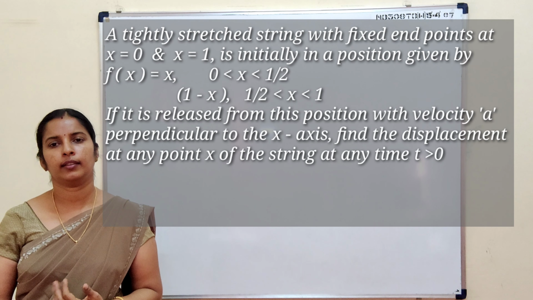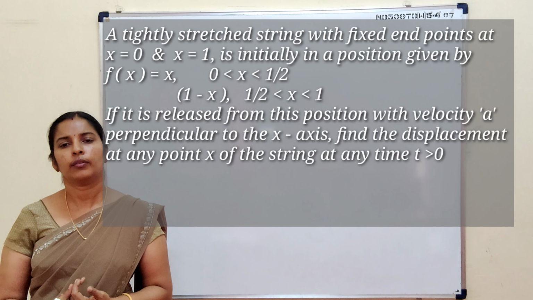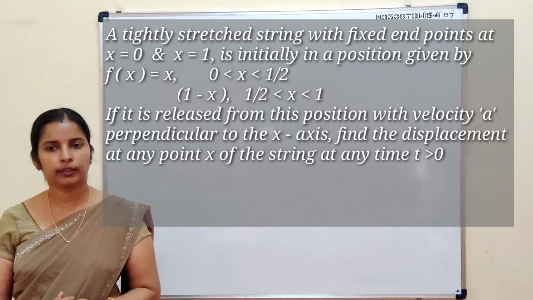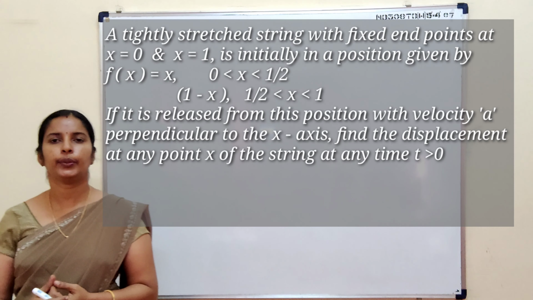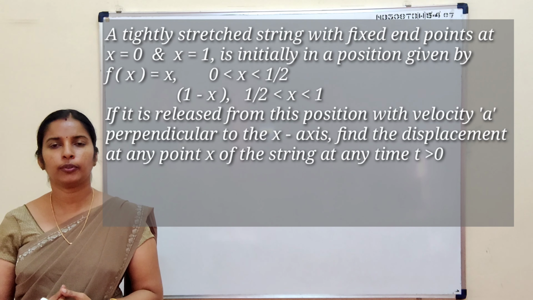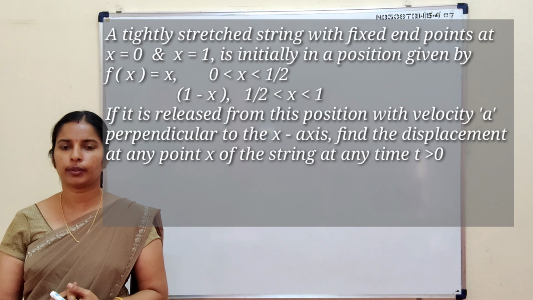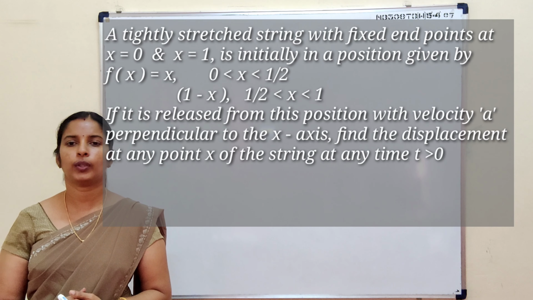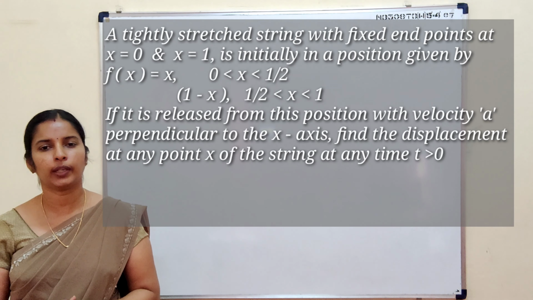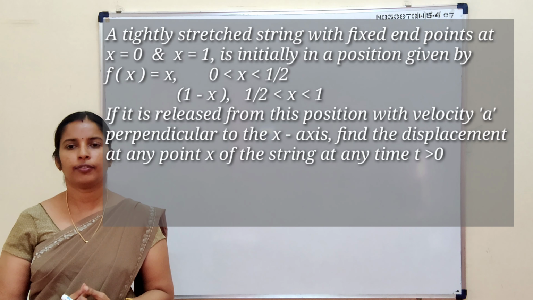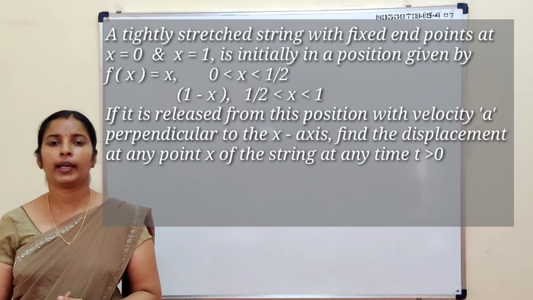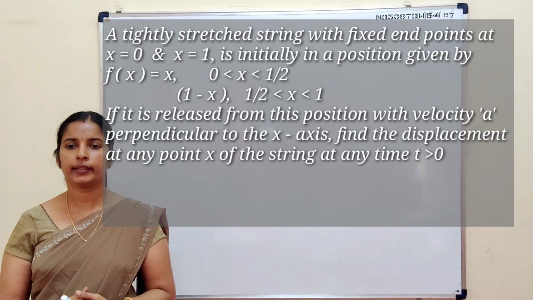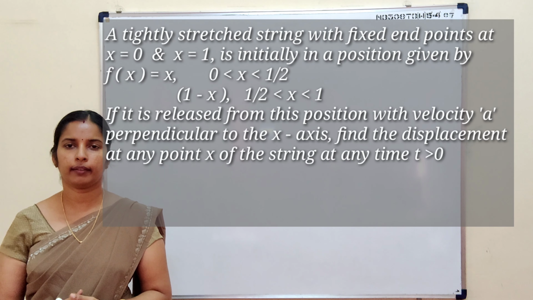Consider the question. A tightly stretched string with fixed endpoints at x equal to 0 and x equal to 1 is initially in a position given by f of x equal to x for 0 less than or equal to x less than or equal to half, and 1 minus x for half less than or equal to x less than or equal to 1. If it is released from this position with the velocity a perpendicular to the x-axis, find the displacement at any point x of the string at any time t greater than 0.